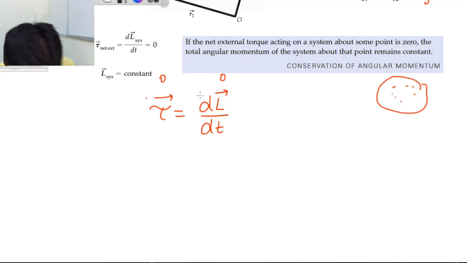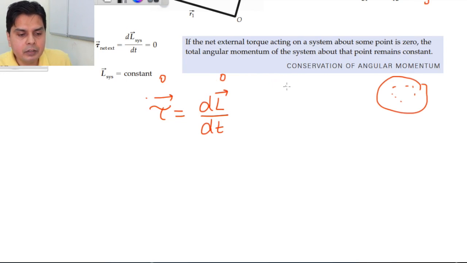Number two, suppose I say that this O is not fixed, it is moving with velocity v, then can this equation hold true? The answer is yes. If the origin about which I am calculating my torque and L is moving also, as long as it is moving with constant velocity, this equation will be valid.